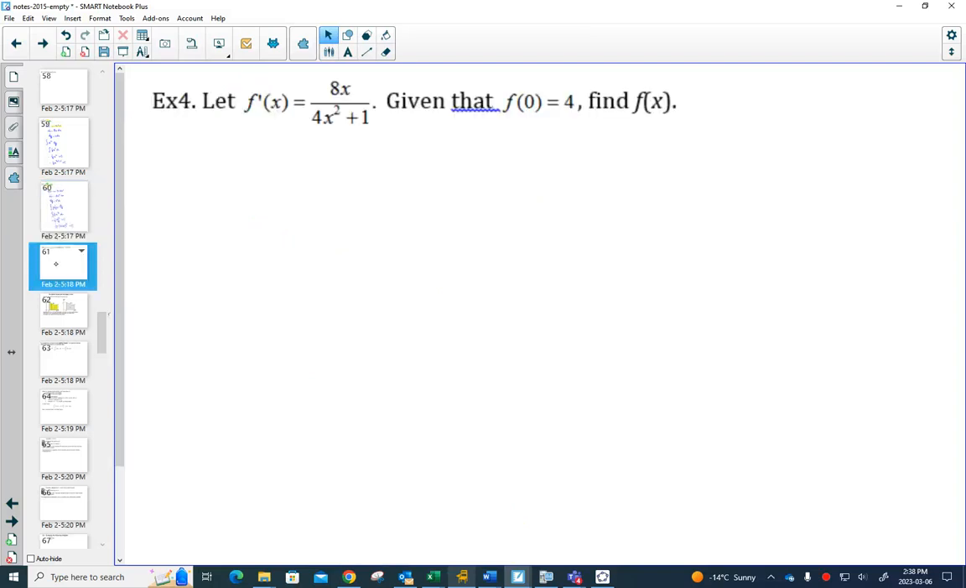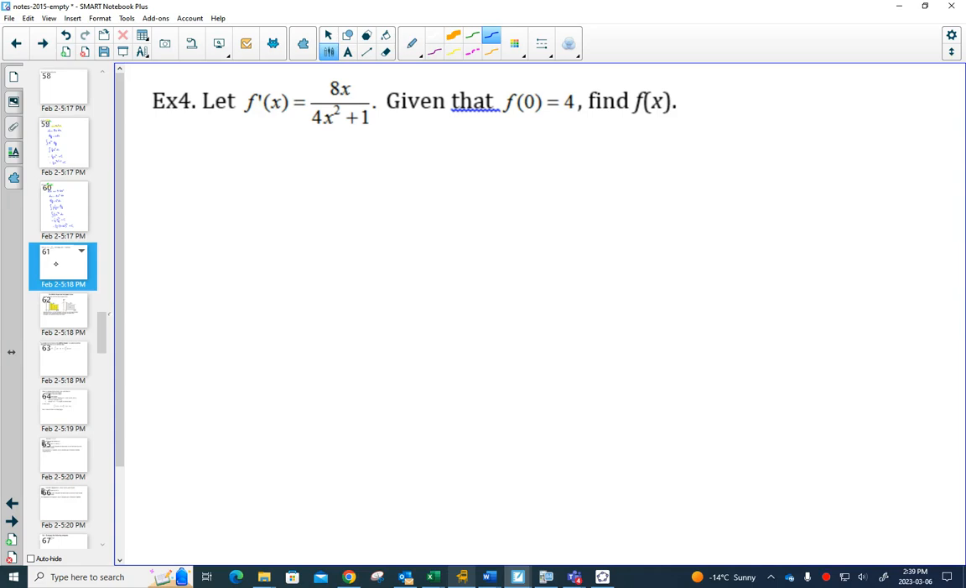And the last question we're going to do here, they give us the derivative. 8x over 4x squared plus 1. We need to find f of x, given that f of 0 is 4. We have no integration rule for quotient rule or product rule. So the fact that this is a quotient doesn't make us have any special integration rule. We would have to either change this into a form that we could do, or notice that there's a function inside that we could use substitution.